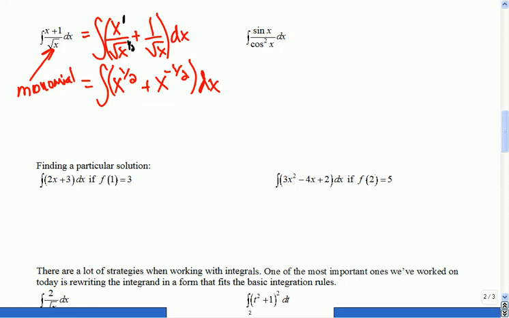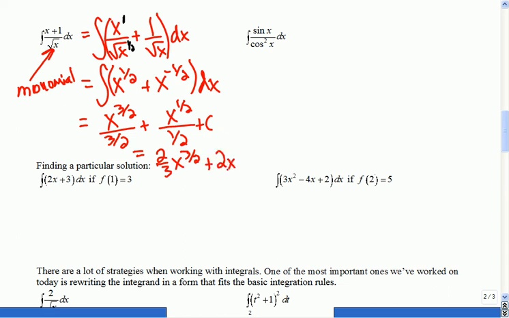So the whole point of doing that is now I don't have to go through working quotient rule backwards, which would be quite a challenge. I can just use the power rule. So to power rule one further, it would be x to the 3/2 over 3/2 plus x to the 1/2 over 1/2. And if I tried to, I guess I could tidy this up better. It would be 2/3 x to the 3/2 plus 2x to the 1/2.